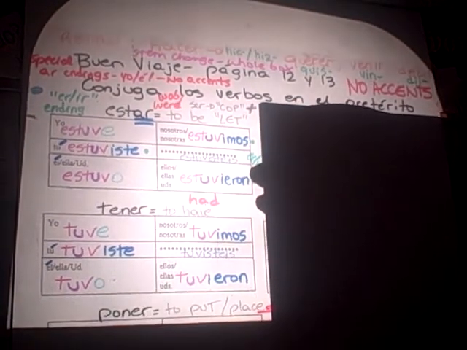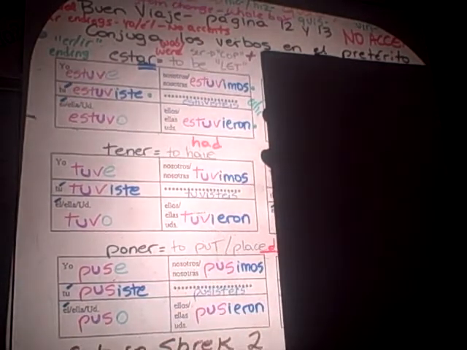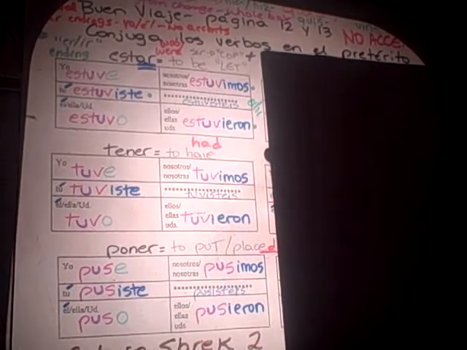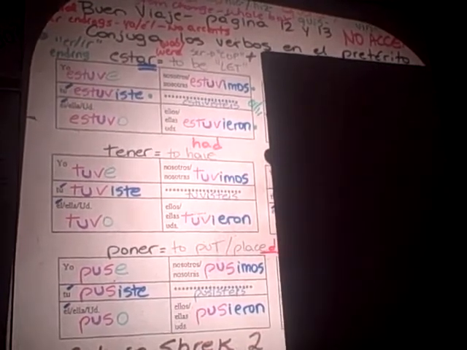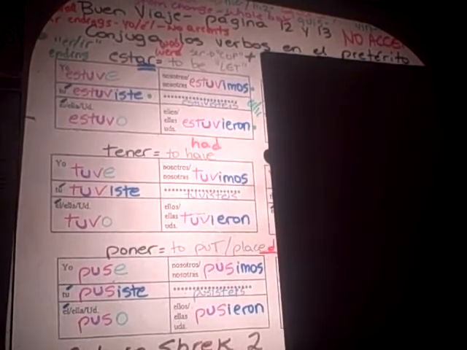Okay? Then poner. To put or place, or you put something somewhere, or you place something somewhere. What is the beginning part? Yes. Good. And what's the cat's name in Shrek 2? Puss in Boots. So that may help you remember that one. Puss put something somewhere. He forgot where it was. Okay, same endings.